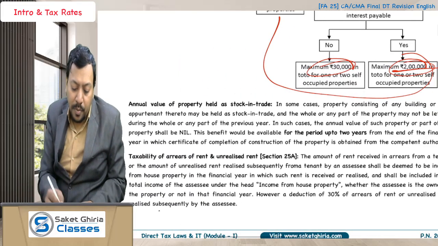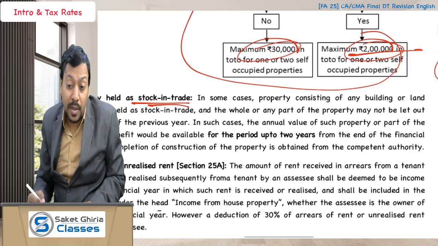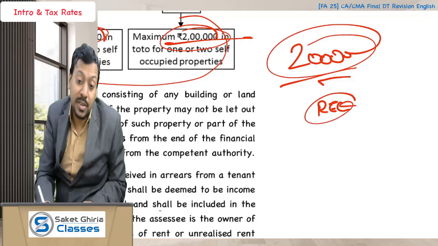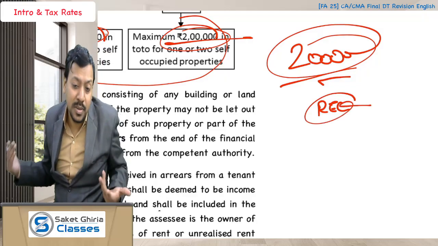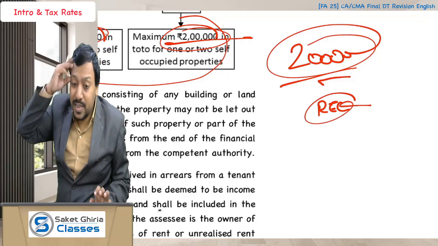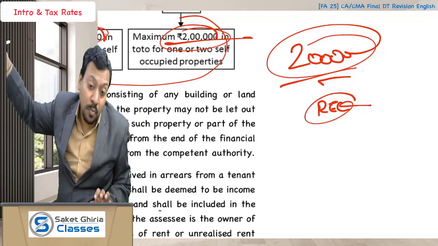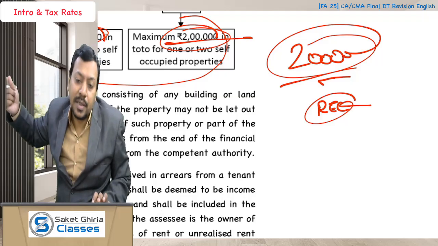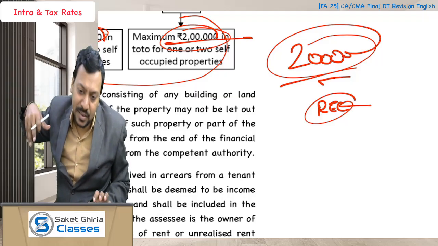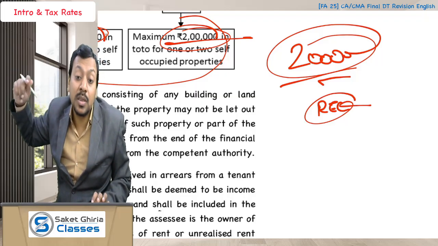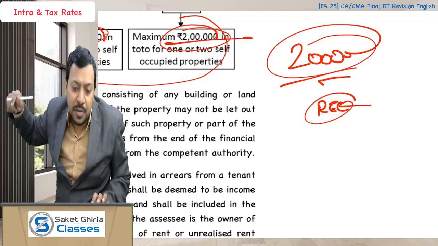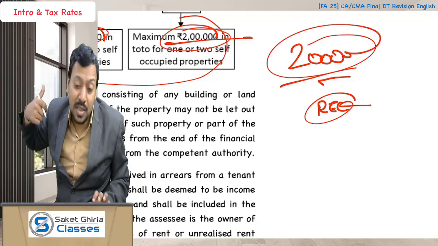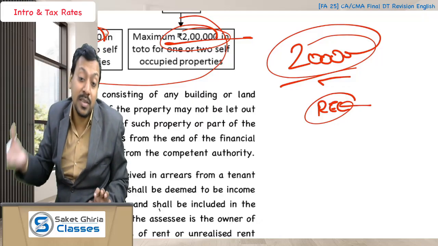Sir, what about the property held as stock in trade? If the property is held as stock in trade, like for example, a real estate company. For a real estate company, the property is basically what? Stock in trade. So it is expected from them to sell the property, or if they are not selling the property, give it on rent. They should not keep the property unoccupied, because it causes an artificial shortage of real estate in the market, which artificially increases prices.